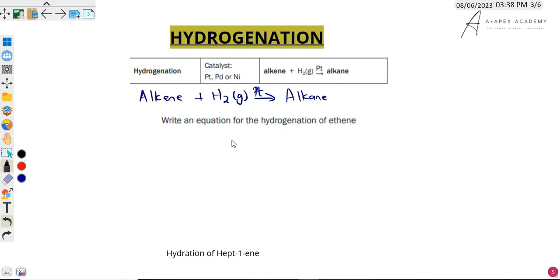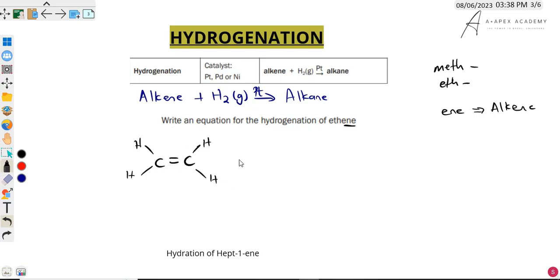Now it says write the equation for the hydrogenation of ethene. Remember those prefixes: you have meth, you have eth. So eth has 2 carbon atoms. Now let's look at the suffix. The ene there simply means it's an alkene, so we are hydrogenating an ethene. In ethene, we have a double bond between the carbons, and each of these carbon atoms has 2 hydrogen atoms. What are we trying to do? We are trying to add hydrogen, which is a gas, using a catalyst, platinum.